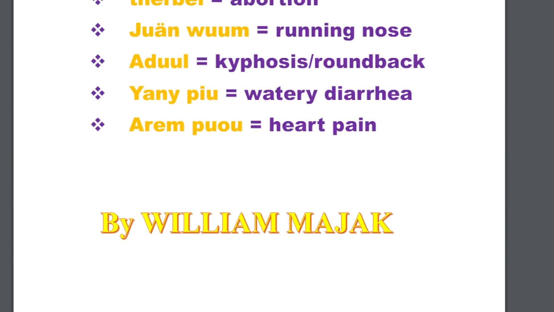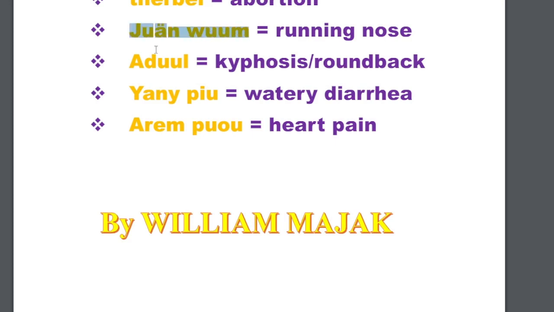Another common type of condition in Dinka is called terbe. Terbe means abortion. You have aborted your newborn fetus. That is called abortion. In Dinka, it is called terbe. So that is a common type, terbe. It's like miscarriage. So it's abortion. It's terbe.